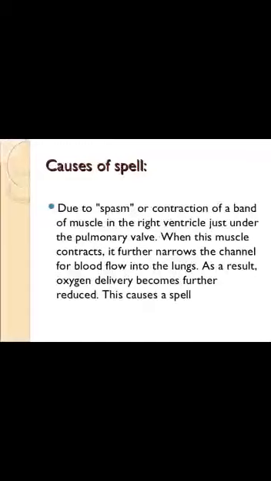So what causes a spell? Due to spasm or contraction of a band of muscle in the right ventricle just under the pulmonary valve. This is the main cause of a spell. When this muscle contracts, it further narrows the channel of blood flow into the lung. As a result, oxygen delivery becomes further reduced. This causes a spell. Means the oxygen delivery to tissues is less, so that is called a spell or spasm.